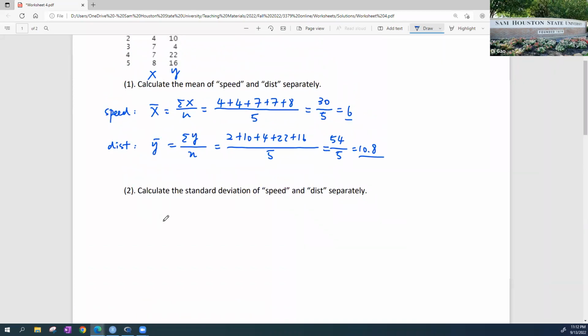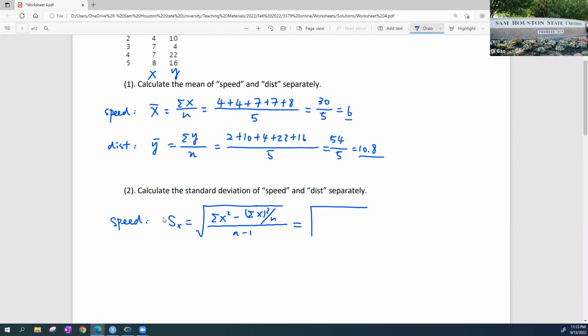Question 2, we want to calculate the standard deviation of speed and distance. So for speed, we have the standard deviation of x. Let's use the shortcut formula. The standard deviation formula is the square root of sum of x squared minus sum of x, squared, over n, and the difference over n minus 1. Don't forget to take the square root because we want to calculate the standard deviation.